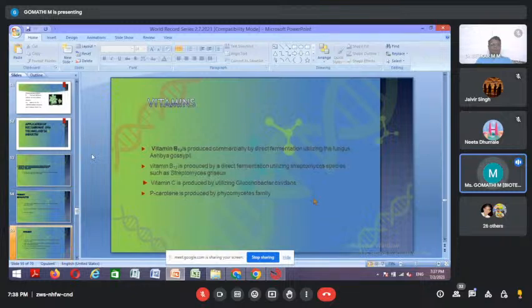And vitamins. Vitamin B12 is produced commercially by direct fermentation utilizing the fungus Ashbya gossypii. Vitamin B12 is also produced by direct fermentation using Streptomyces species. And vitamin C is produced by using Gluconobacter oxydans. And beta carotene is produced by the Phycomycetes family.